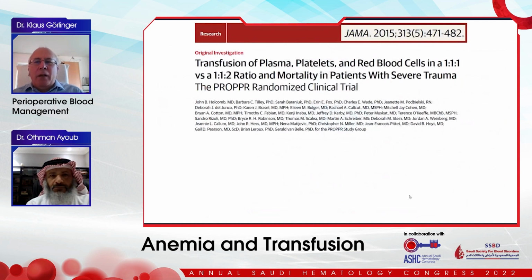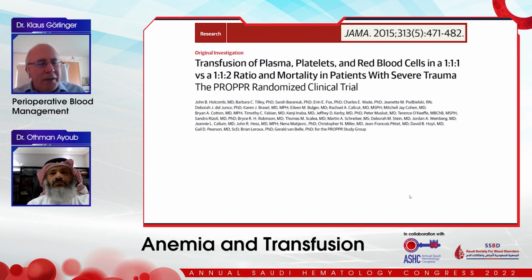Of course, there are a lot of studies looking at the different concepts, and one of the most important studies for a ratio-based approach is the PROPPR trial. It was a randomized trial in the US where they compared two different ratios for plasma, platelets, and red blood cells. In one group, 1:1:1, and in the second group 1:1:2, where 2 are the red blood cells. So that means in 1:1:1, you give twice the amount of plasma and platelets compared to the other group.